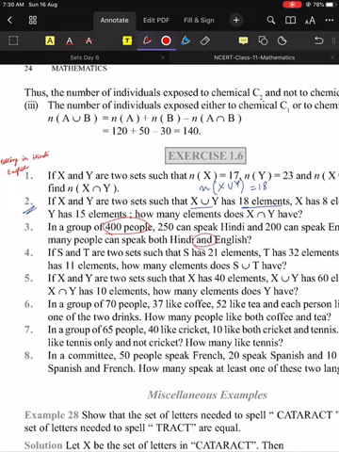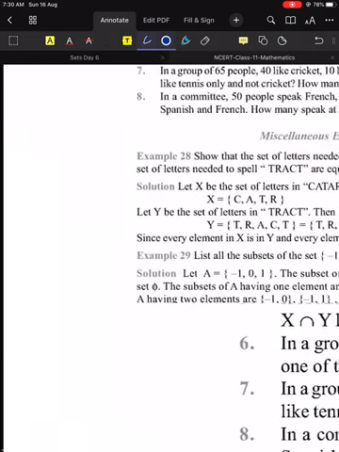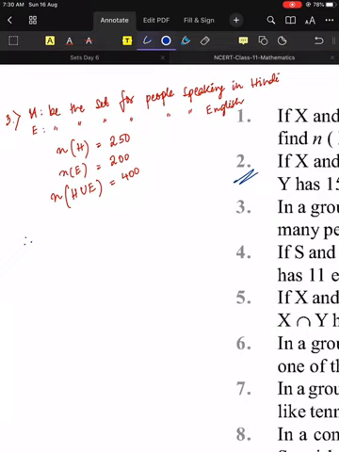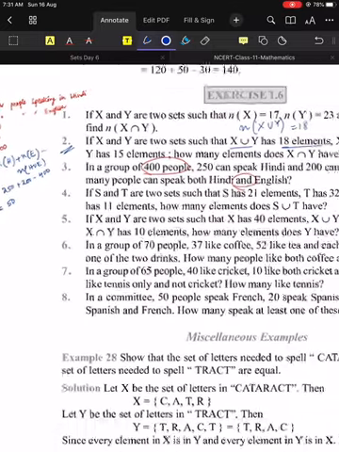Here, 'and' signifies intersection. Therefore n(H intersection E) is the thing which you have to find, and we already know the formula: n(H) plus n(E) minus n(H union E), and that is equal to what? 250 plus 200 minus 400, so that is equal to 50 people who speak both Hindi and English. Okay.